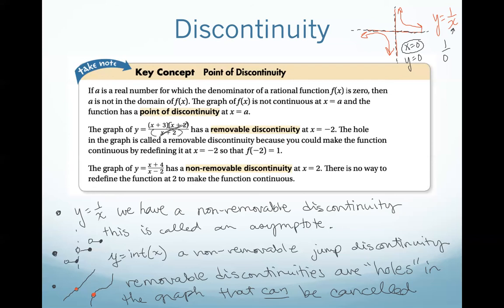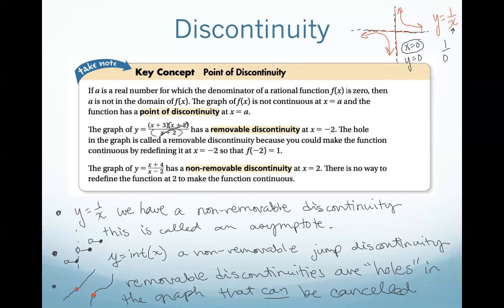Now, because that denominator still had a variable in it, there is a point of discontinuity. But once we reduce those, now there is no point of discontinuity. That's why it's called removable. We have canceled or removed that discontinuity. It is still a hole in the graph. We can create an equivalent function that doesn't have the hole. However, our original function did have a hole.